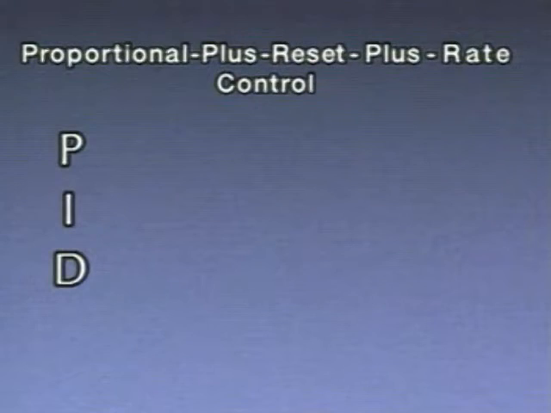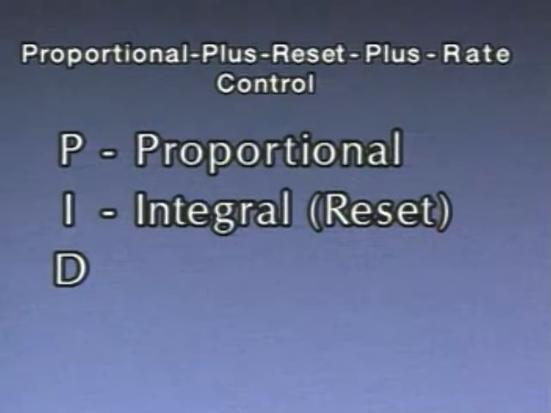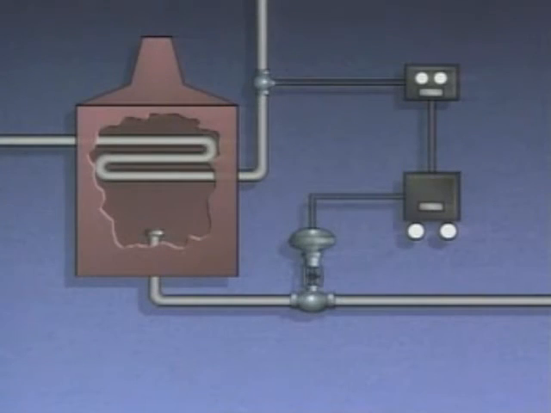When a process requires a rapid control action that eliminates offset, a control mode known as proportional plus reset plus rate control may be used. It combines the precise response action of reset control with the fast response action of rate control. Proportional plus reset plus rate control is sometimes called PID control: P for proportional, I for integral, which is the same as reset, and D for derivative, which is the same as rate. One example of a process that requires PID control is the gas-fired oil heating furnace represented here.